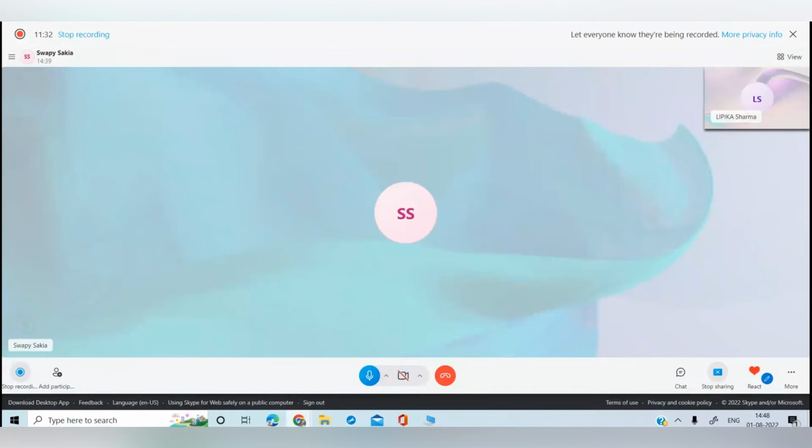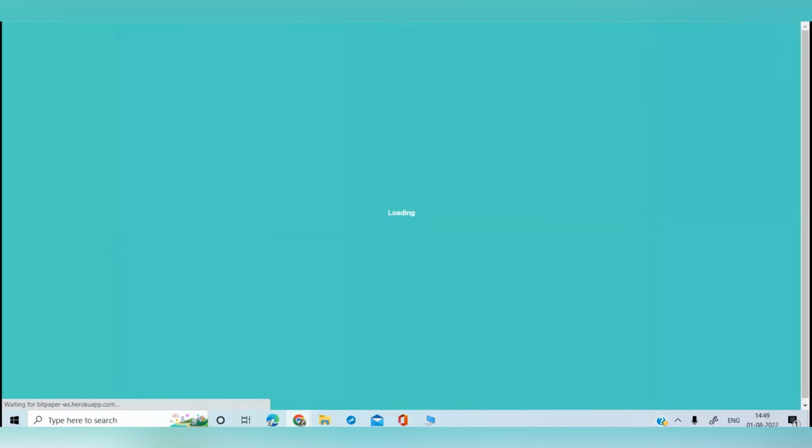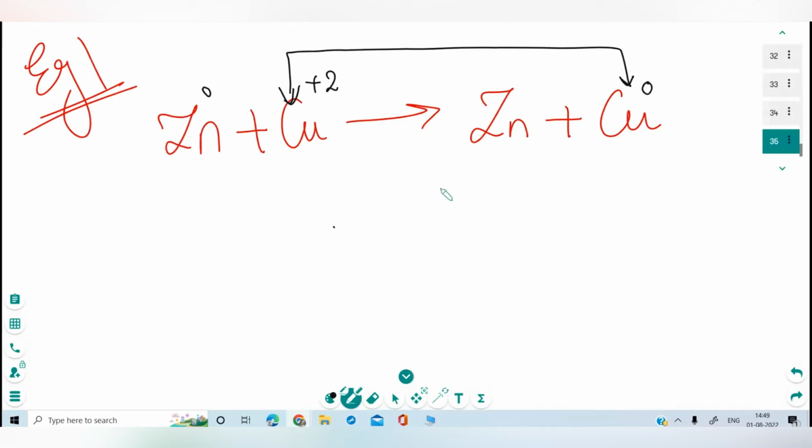Is it visible? Okay, now it's visible. Zn plus Cu. See, this is becoming from plus 2 to 0. Oxidation number is reducing. So that means this is a reduction.